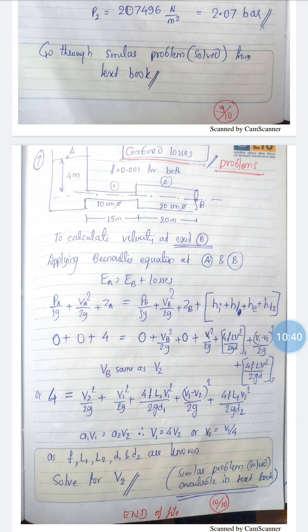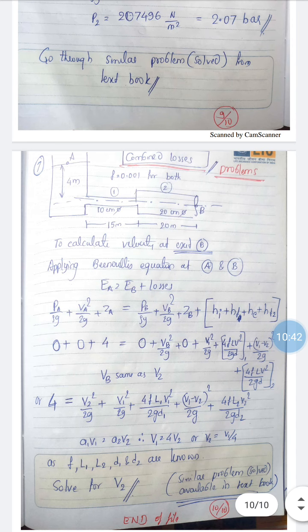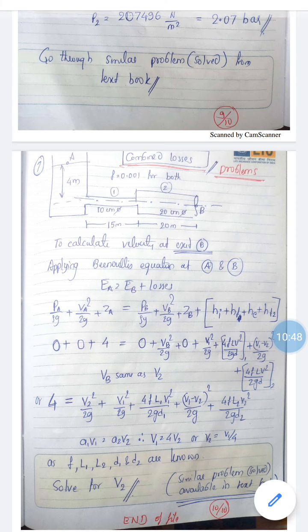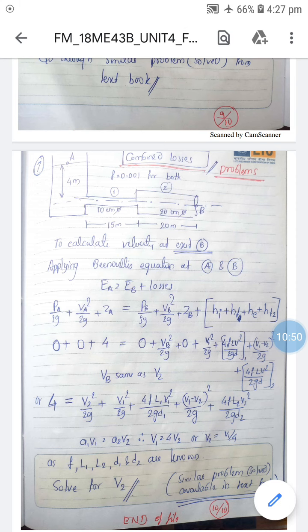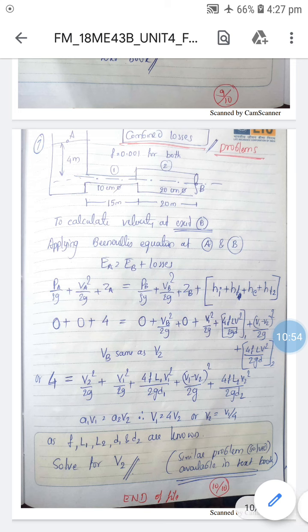But in these losses, you have to count all the losses. First, fluid enters into a pipe, so loss of head due to entrance, head loss due to friction in pipe number 1, HF1, sudden expansion between 1 and 2, HE, plus loss of head due to friction in pipe number 2, that is HF2. So when you expand, the equation is as shown.